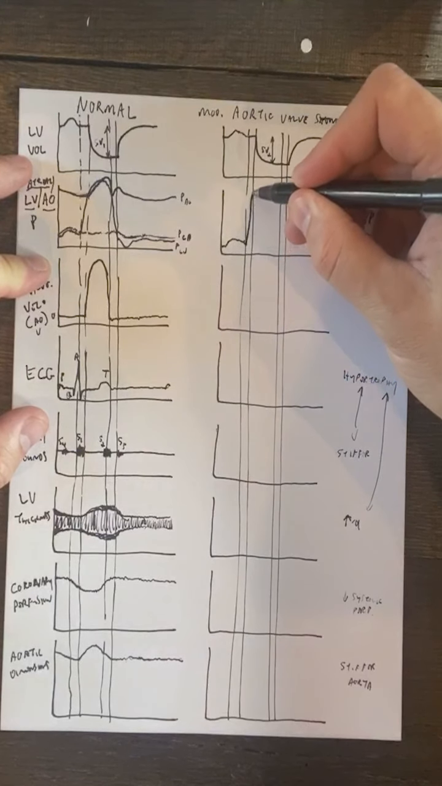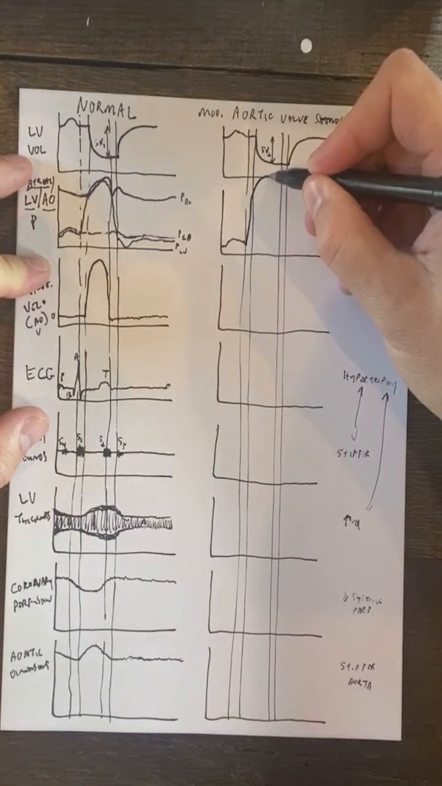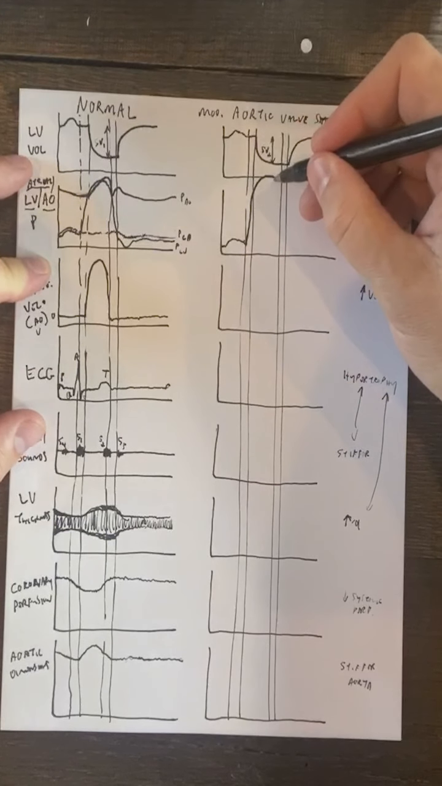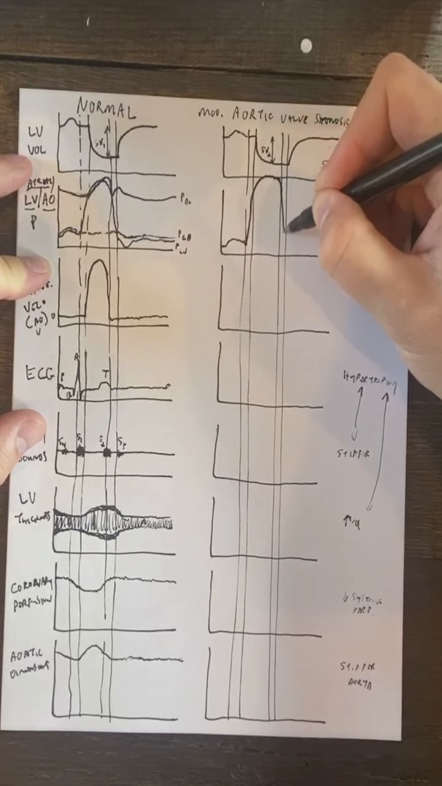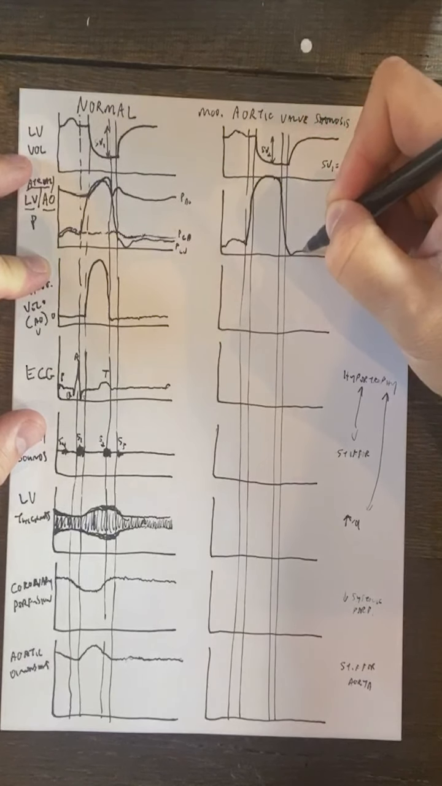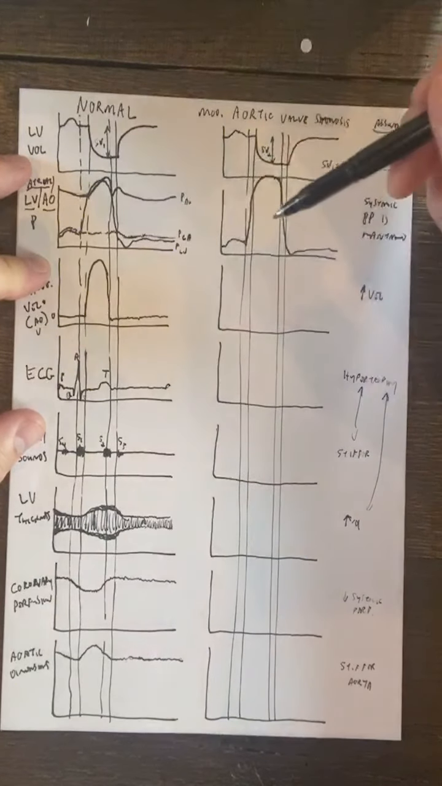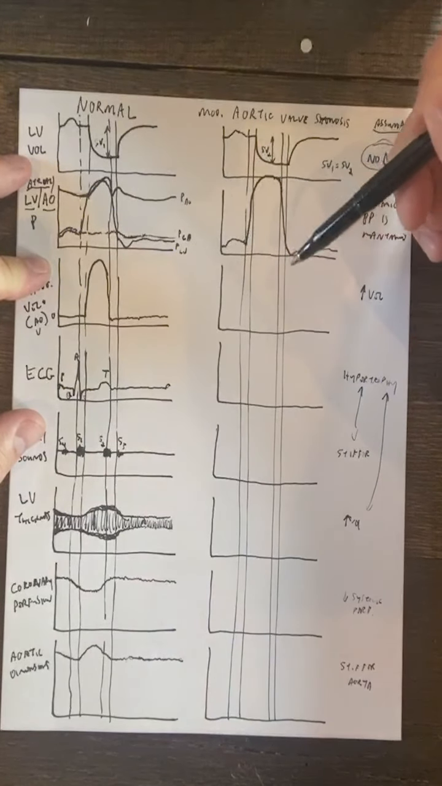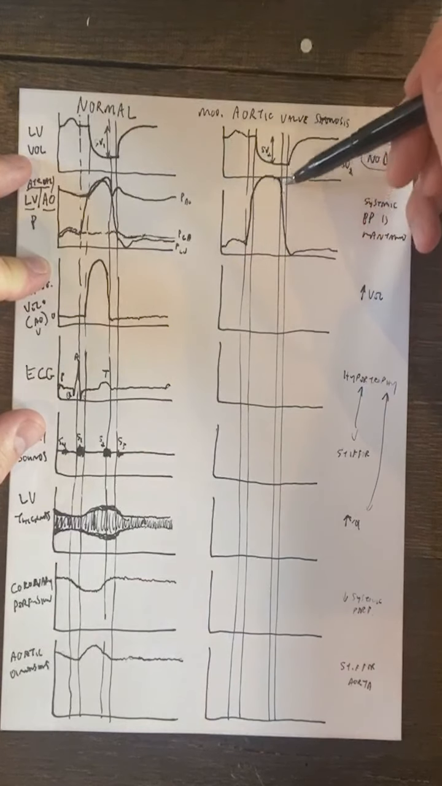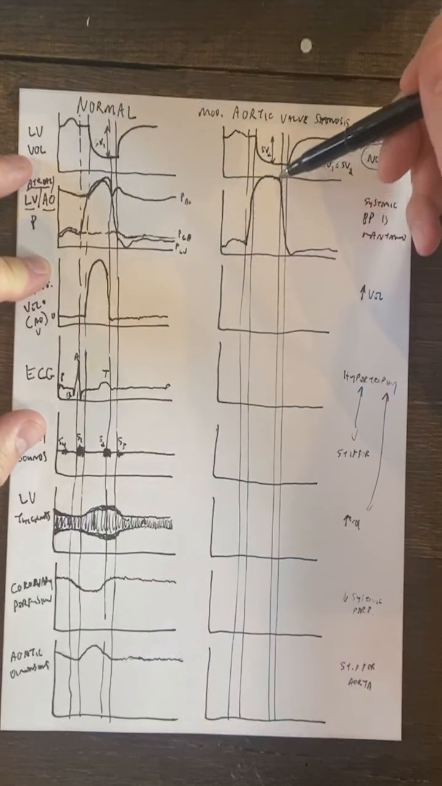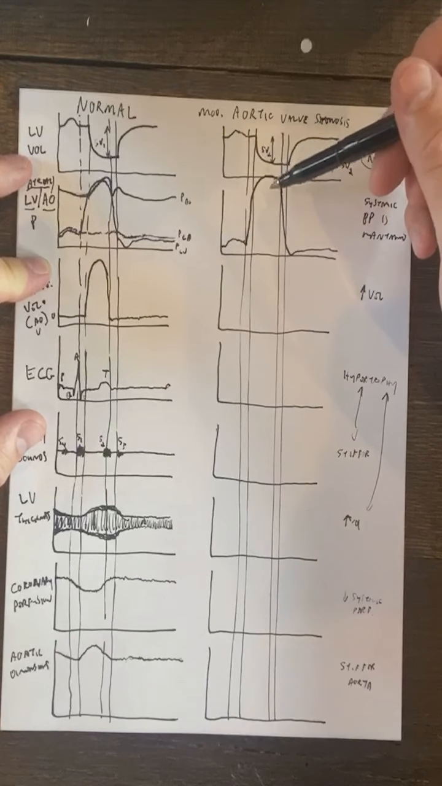And since we have aortic valve stenosis, we're going to have a much higher pressure. Probably could have scaled this a little bit better. And then we'll come back down here. And the important thing here is that we've got our augmented pressure trace because of the greater amount of pressure required to pump the same amount of blood through a smaller orifice with the stenotic valve.